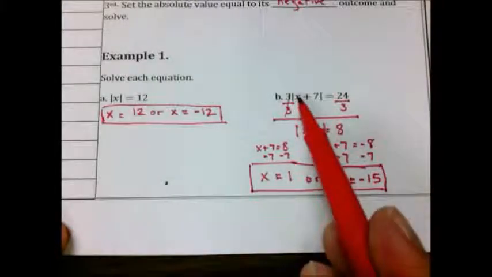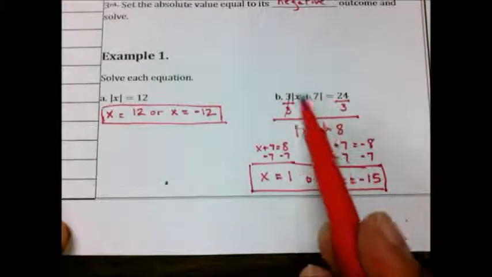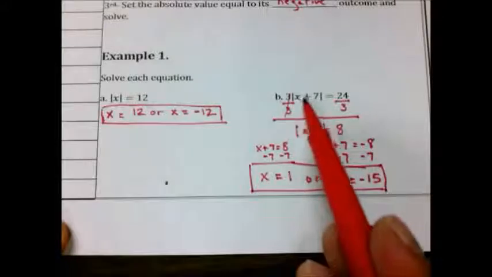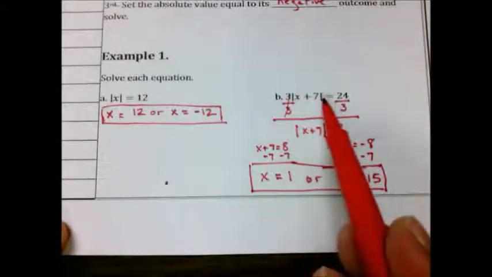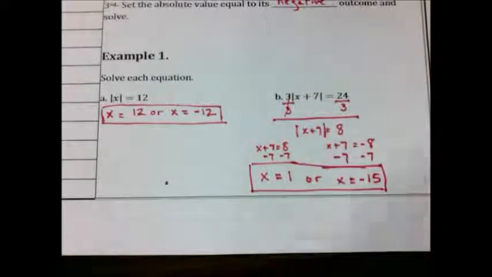Okay, if we plug this back in, 1 plus 7 is 8. 8 times 3 is 24. Or negative 15 plus 7 is a negative 8, and the absolute value of negative 8 is positive 8. So 3 times 8 is 24. Okay, so those two values work in order to make this a true statement.